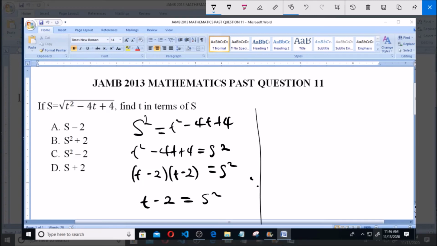Now if t minus 2 is equal to s squared, it simply means that t is equal to s squared plus 2, and this is the answer to this question, which is option B, s squared plus 2.